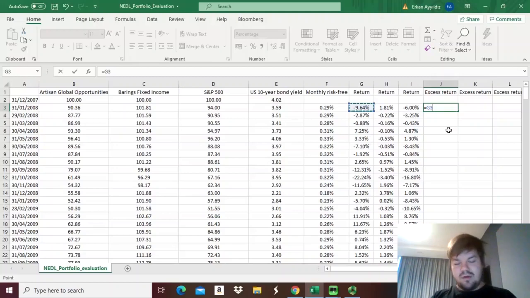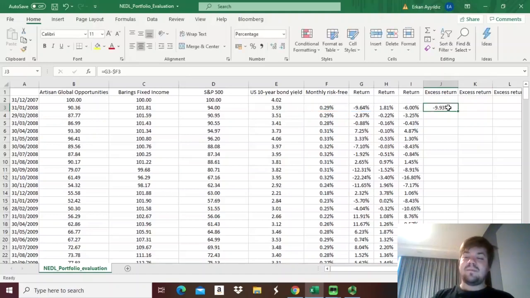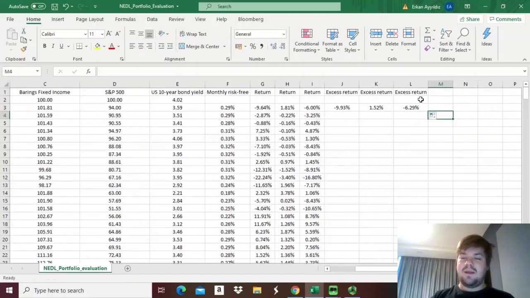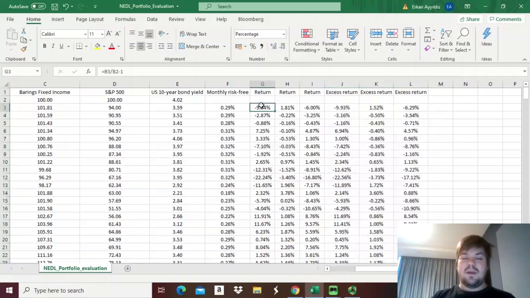So for all three cases, we just subtract the monthly risk-free rate, and we need to lock the column here, as the risk-free rate is the same for all portfolios but changes with time. Then drag it to the right, and then bottom right click it all the way down. Now we can finally start computing our risk-adjusted return measures.